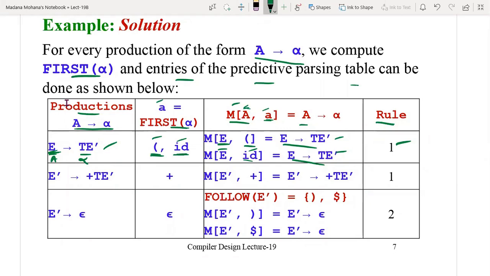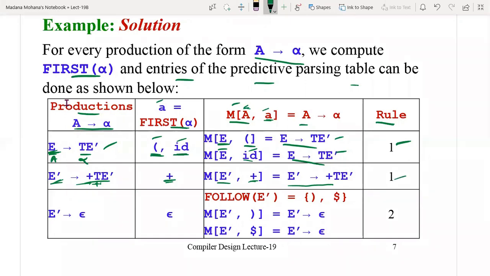Then second production, E dash derives plus T dash. Here you can see first of alpha. So here directly you will get plus. Plus is the first of alpha. Therefore A equal to plus. Now the entry M of E dash. Now the left hand side variable is E dash. E dash on the terminal A, which is plus. E dash on plus equal to this production you can add. So E dash derives plus T dash. Again this is rule 1.